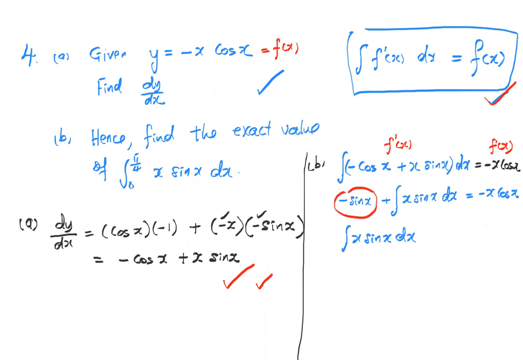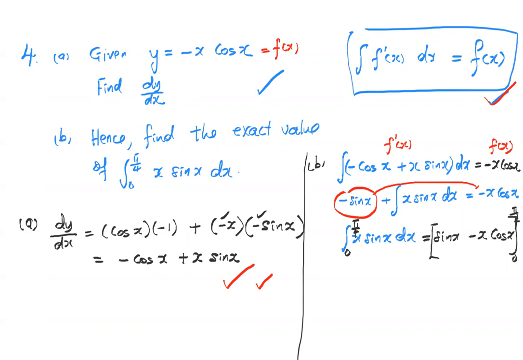Move this one over here. Okay, so negative, you move over, it becomes positive. So this will be equal to sin x minus x cos x. Now only I put in the limit. What is the limit given? 0 to pi by 4. So here I put in a square bracket, 0 to pi by 4.